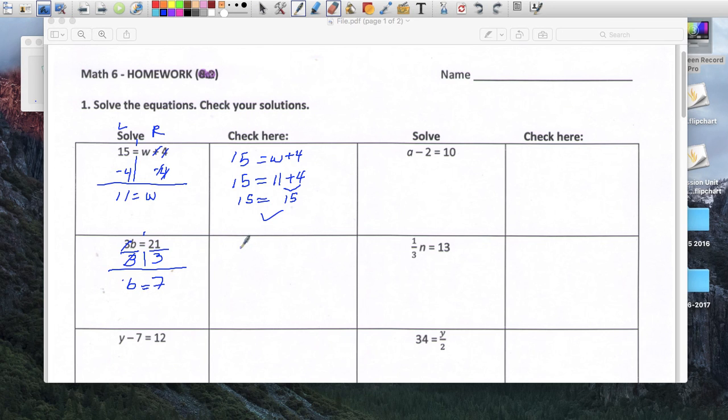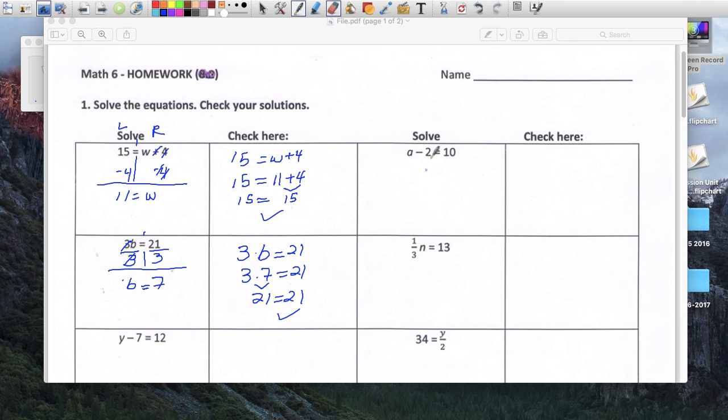Let's see if that makes my equation true. So we have 3 times b equals 21. I'm going to replace my b with 7. 3 times 7 equals 21, and 3 times 7 is 21, which equals 21 on the other side. Okay, and again, my equation is true.